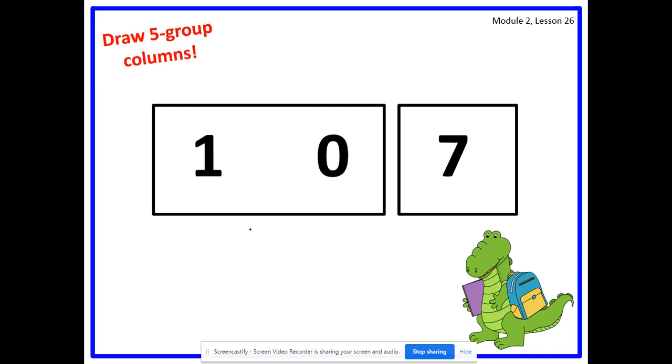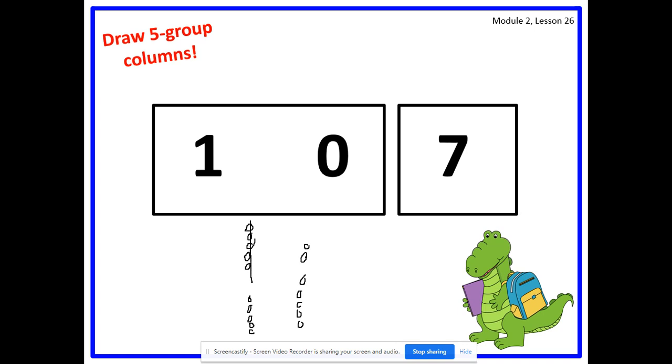By now, you should have drawn your picture. So now let's see if it matches mine. So we're going to draw 10 like this. 3, 4, 5, 6, 7, 8, 9, 10. And then we also have to draw 7. 1, 2, 3, 4, 5, 6, 7. Don't forget about the line.